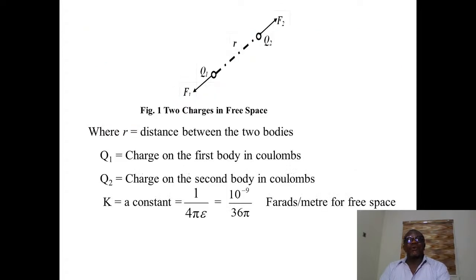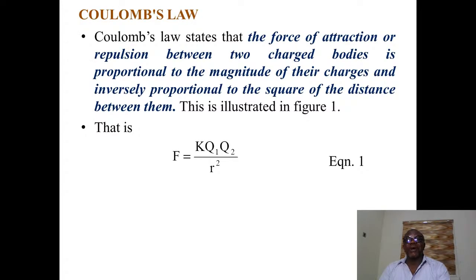We can see that in Fig 1, that you have two charges, Q1, Q2, and there's a distance between them. That is what Coulomb is trying to define, that this force of attraction or repulsion is proportional to the magnitude of their charges and inversely proportional to the square of the distance between them. That is represented in equation 1, that F is equal to K Q1 Q2 over R squared, where K is a constant, which we will see very soon.